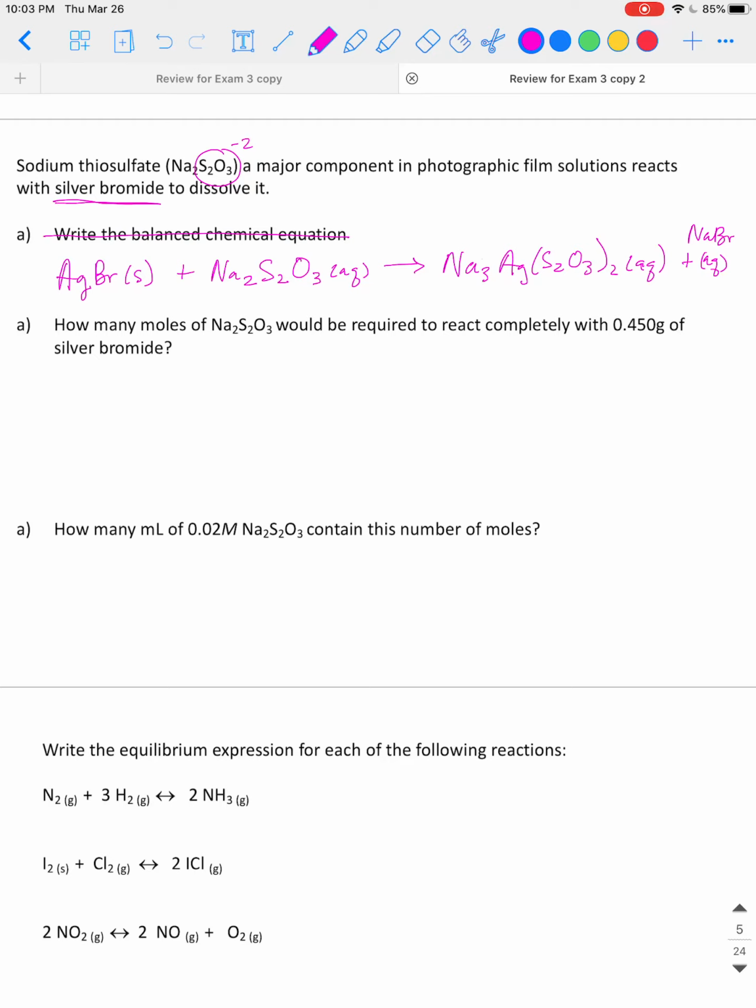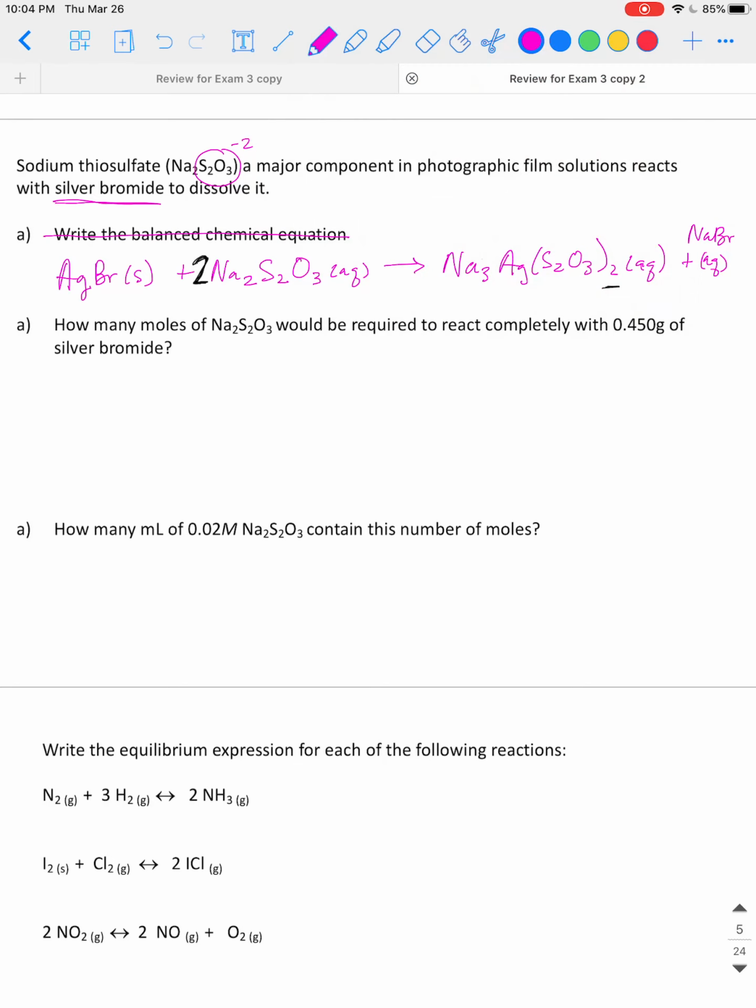We have 2 sodiums on the reactant side, 4 sodiums on the product side. So I'm going to write these coefficients in with black. Double our number of sodiums, and that doubled our number of thiosulfate anions, which is good because we have 2 over here now, 2 on each side, and then we have 1 silver on both sides, 1 bromide on both sides, so we're good. It's balanced now. Okay, let's move on to the next question.